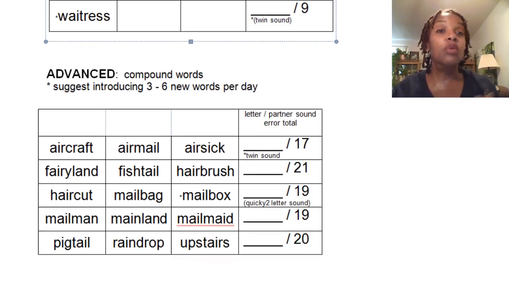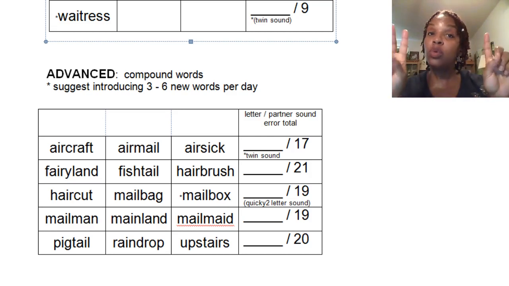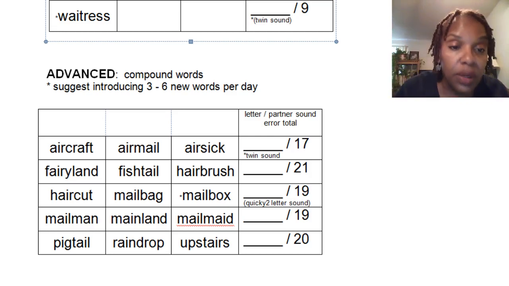These are even more advanced words that are also in your homework packet. Piece of cake. Now the thing about these words, these are compound words. Do you remember what a compound word is? It's two words squished together to make one big word. So two small words squished together to make one big word.